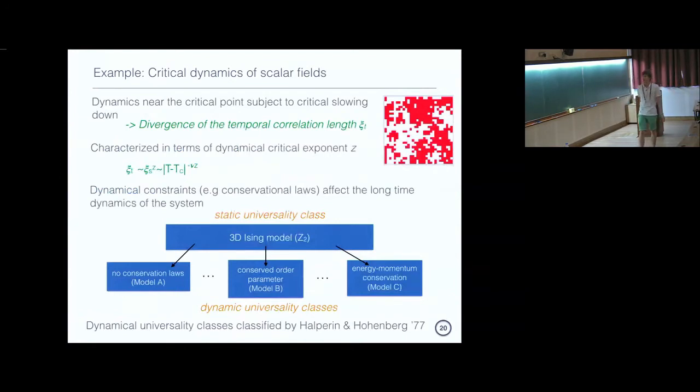Okay? Now, this is the part for the static critical behavior, but really what we're interested in here is dynamics, right? And so we also discussed towards the end of the lecture that, again, dynamics in the vicinity of the critical point also features universal aspects, but unlike the static critical behavior, there are additional things that come into play here. And that is not surprising, really, right? Because, for instance, conservation laws and things like that affect the dynamics of the system. And so we had this picture where essentially a given static universality class can split up into many, many different dynamic universality classes.